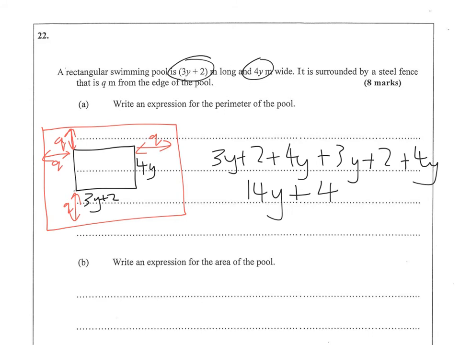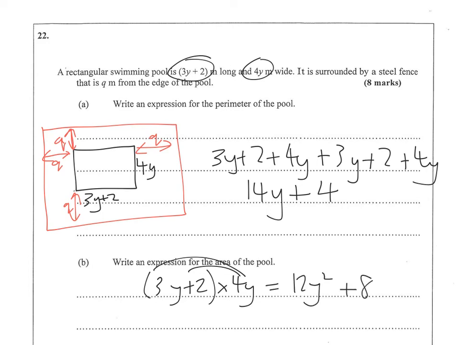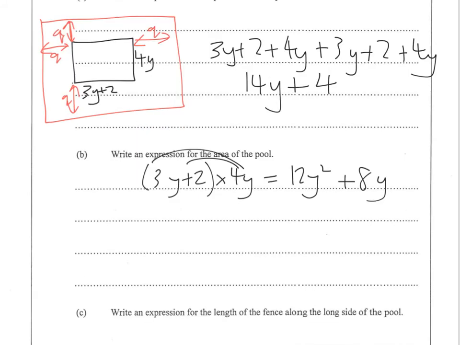Now, write an expression for the area of the pool. Length times breadth, so 3y plus 2 times by 4y. And again, it can be expanded, so we get 12y squared plus 8y. Write an expression for the length of the fence along the long side of the pool.